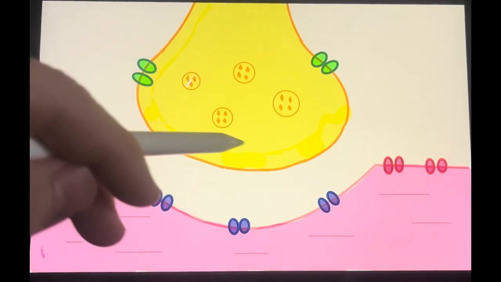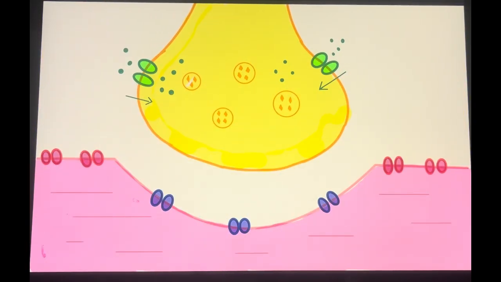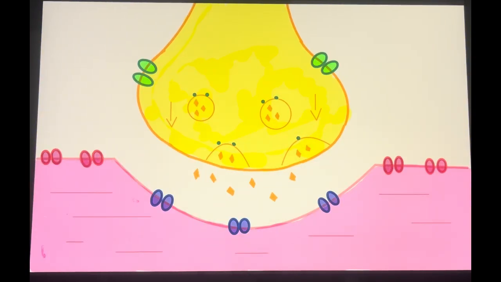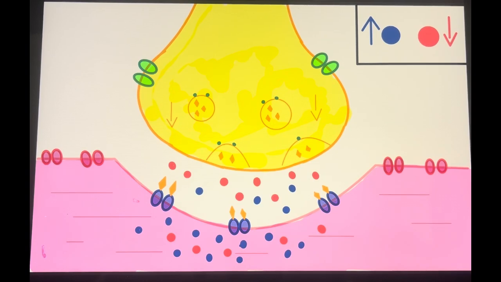The calcium binds to the vesicles that contain acetylcholine, causing the exocytosis of acetylcholine into the synaptic cleft, represented here. Acetylcholine binds to acetylcholine receptors on the motor end plate, which causes sodium to flood in and potassium to flow outwards into the synaptic cleft.